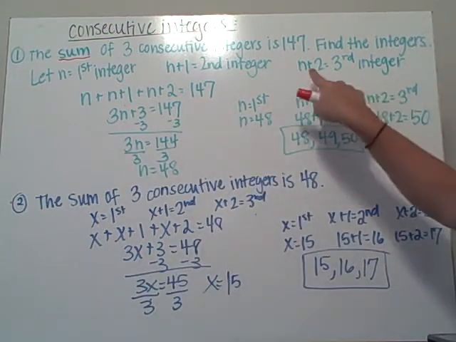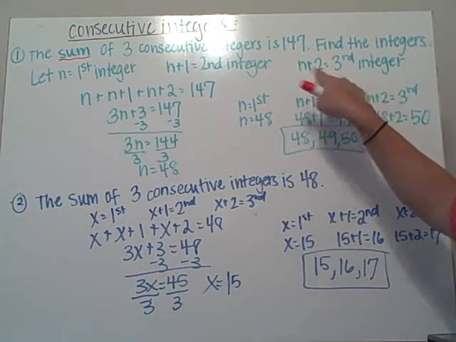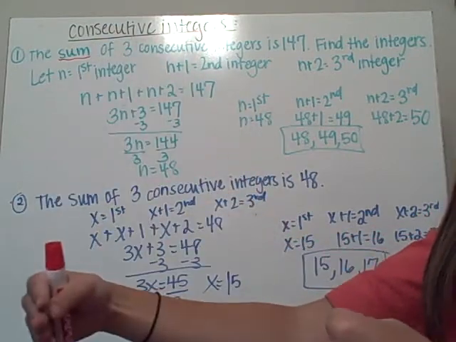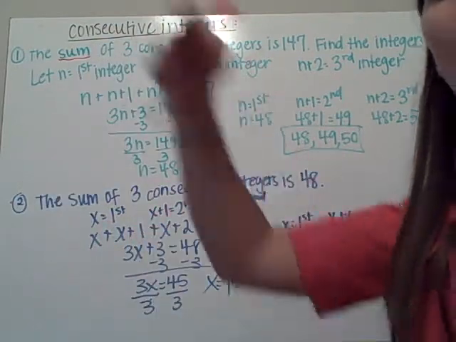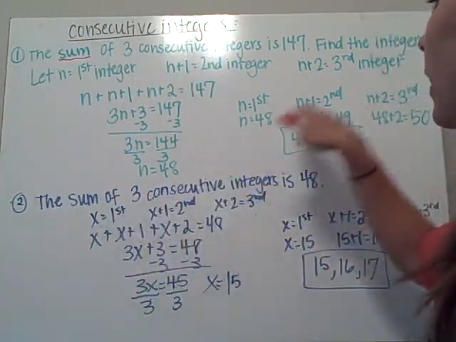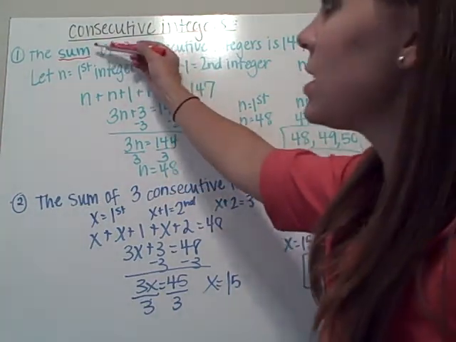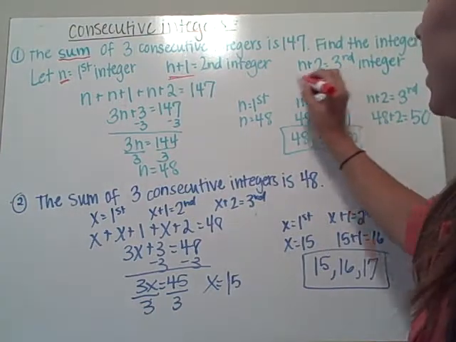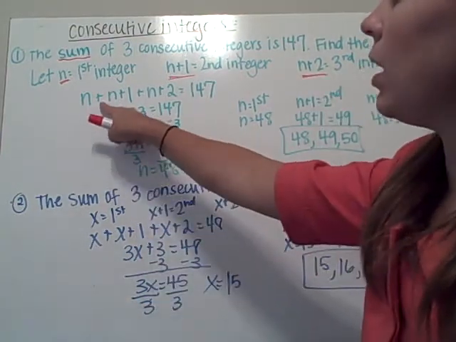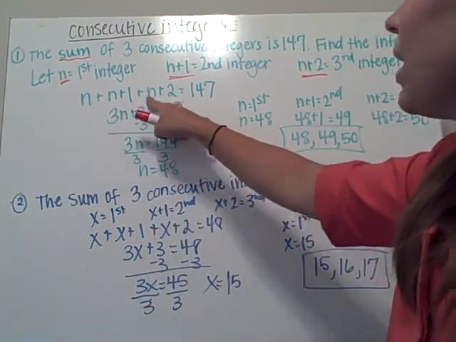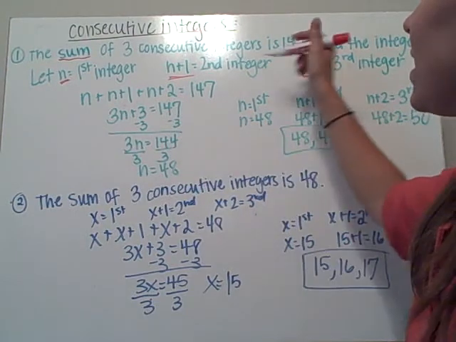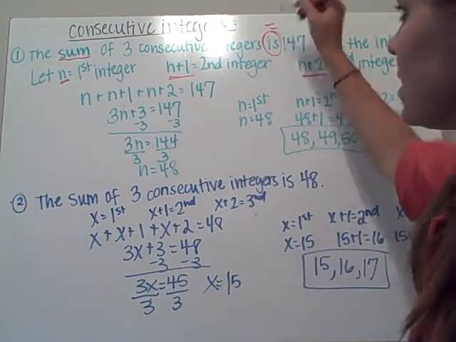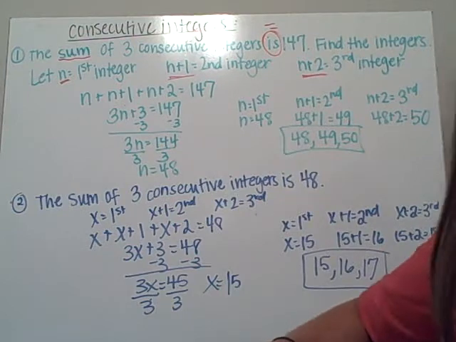Our third integer is going to be represented by n plus 2 because to get to the third number, if we start at 2, we would add 2 to get to 4. So now it says sum, so we are going to add up all of our integers. So n plus n plus 1 plus n plus 2, and that, it says, is, which represents equals, 147.